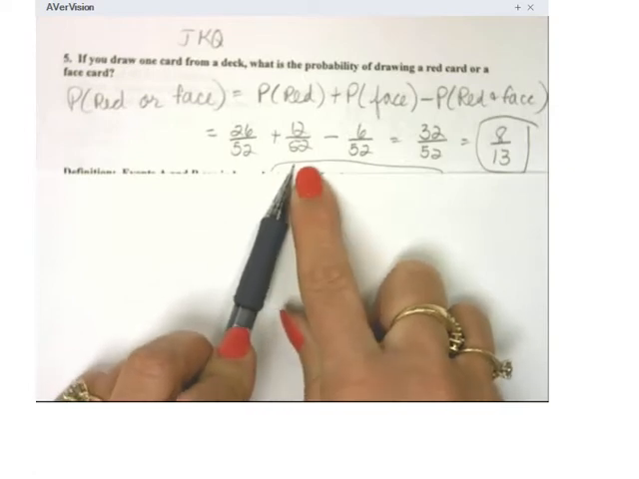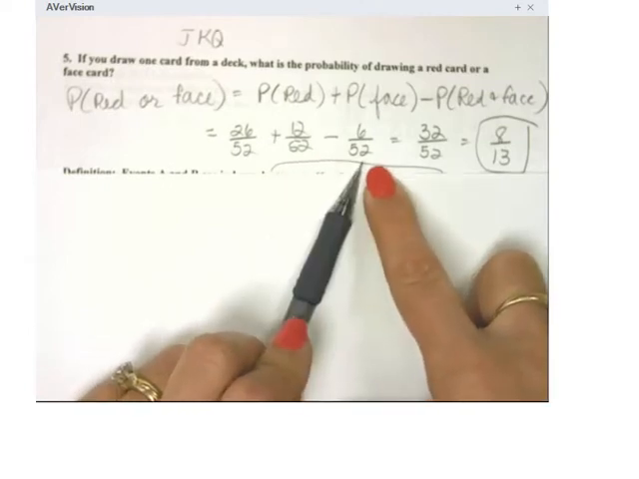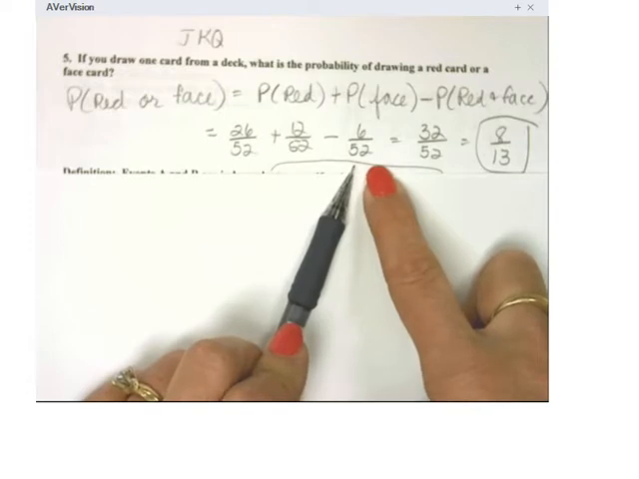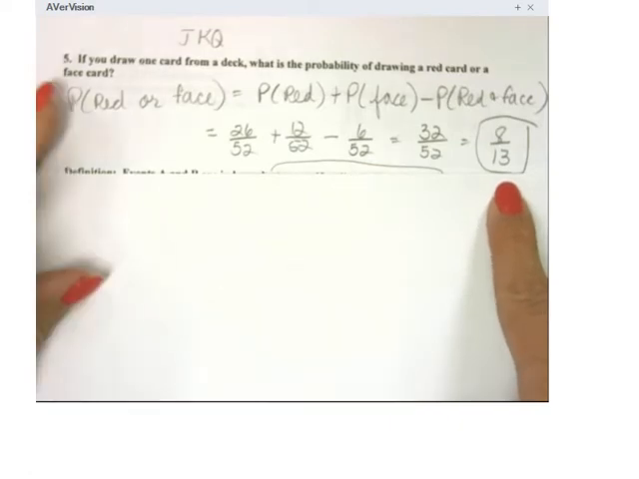My face cards: I have 4 jacks, 4 kings, and 4 queens, so I have 12 cards out of 52. However, I just double counted all the red face cards, and that is 6 cards: 2 jacks, 2 kings, 2 queens. And so I end up getting my probability of 8/13.